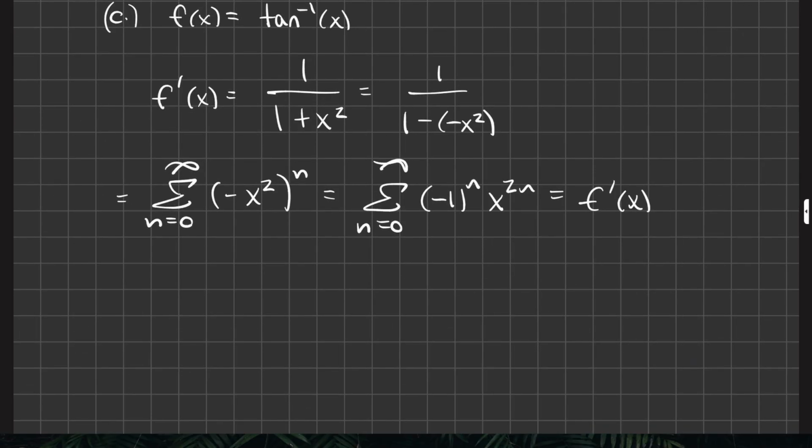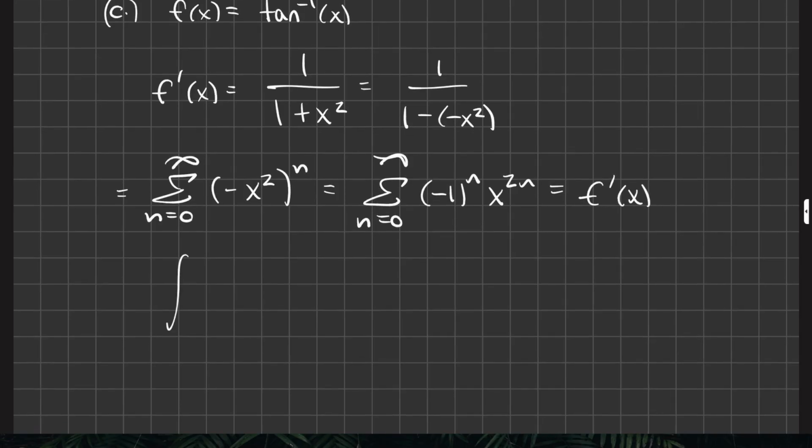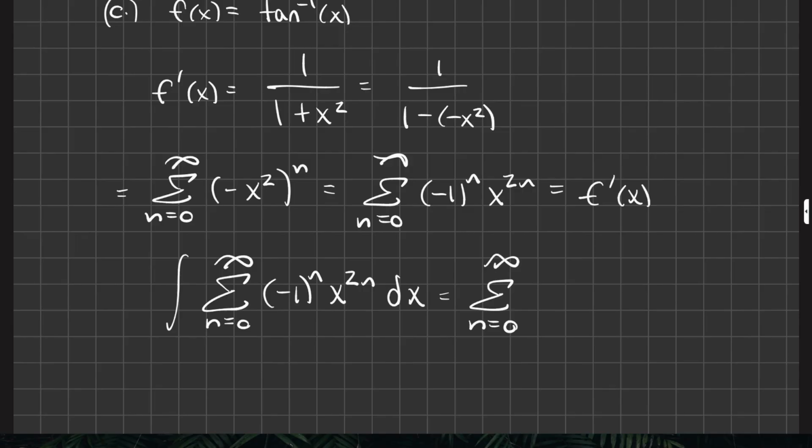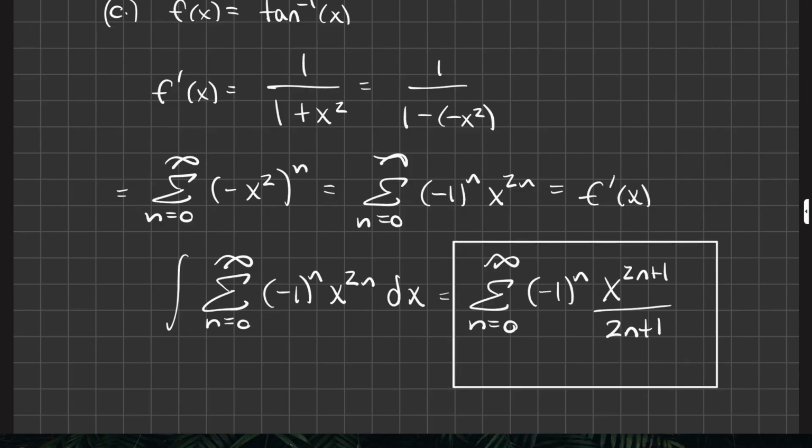We want the antiderivative. So I want to integrate this series, x to the 2n with respect to x. Again, we can pull the sum out of the integral. So we get the sum from n equals 0 to infinity of (-1) to the n, which doesn't get touched because we're integrating with respect to x, and then x to the 2n becomes x to the 2n plus 1 over 2n plus 1. And this is our power series for f of x equals tan inverse of x.